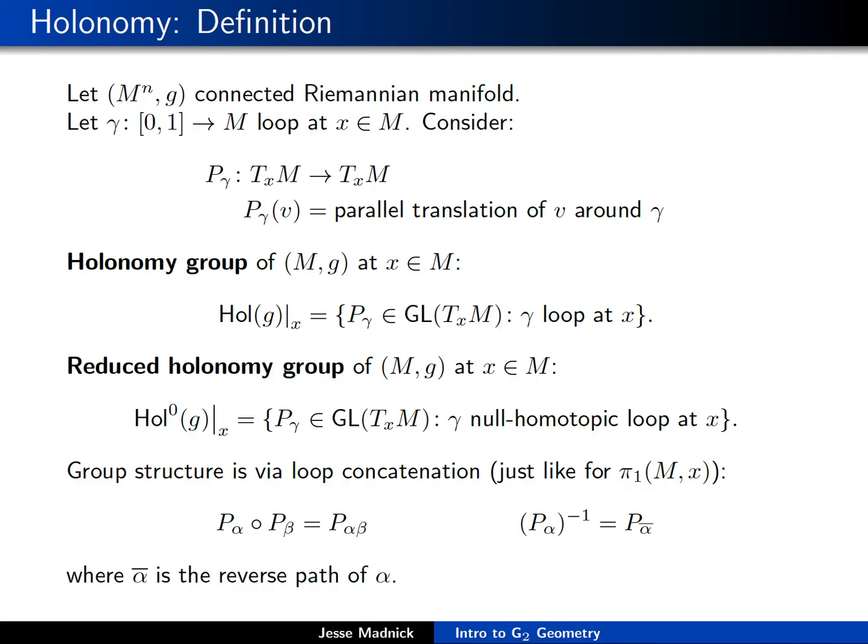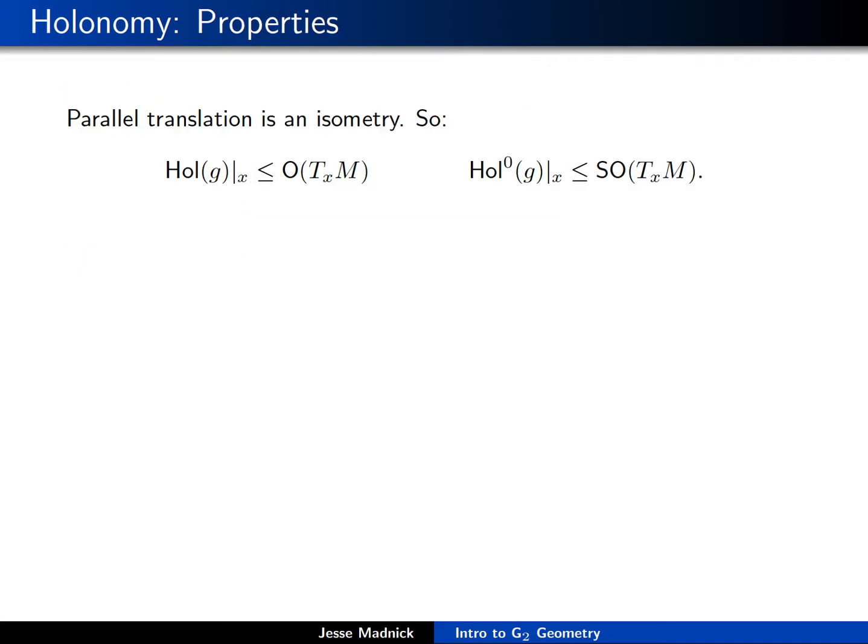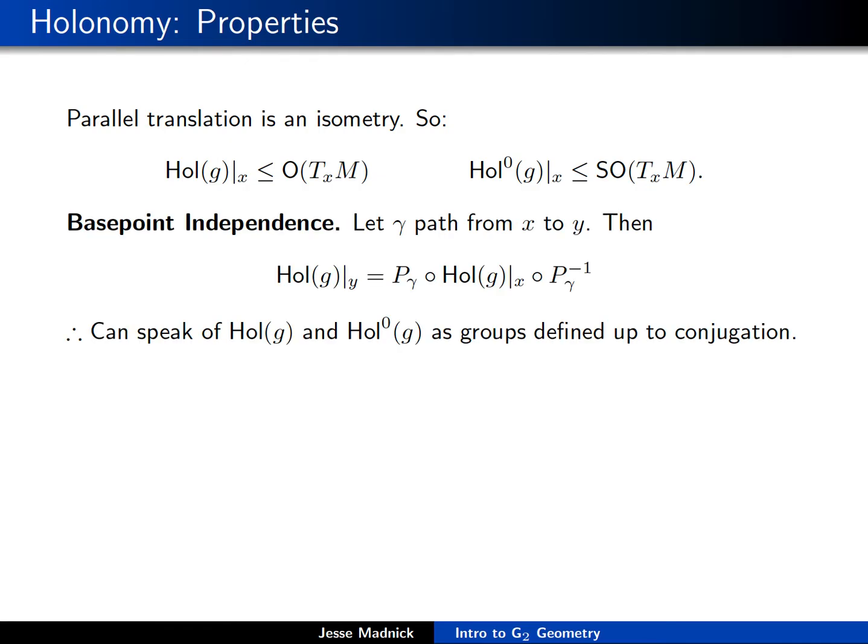They are groups for the same reason that the fundamental group is a group. The group structure is given by loop concatenation. You go around one loop, then you go around the next loop. The inverse of a parallel transport map is what you think it is, just parallel transport in the opposite direction. Parallel translation is an isometry, so the holonomy group is not just a subgroup of the general linear group, but it is in fact a subgroup of the orthogonal group. And in fact, the reduced holonomy group is a subgroup of the special orthogonal group.